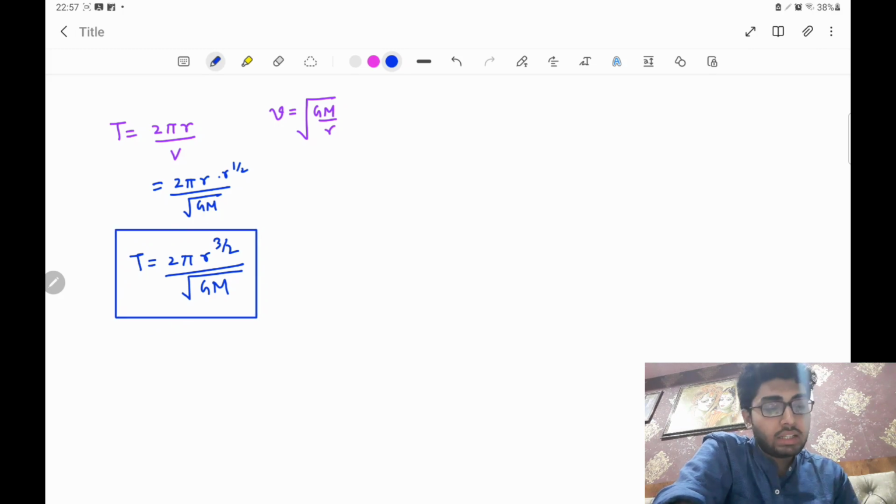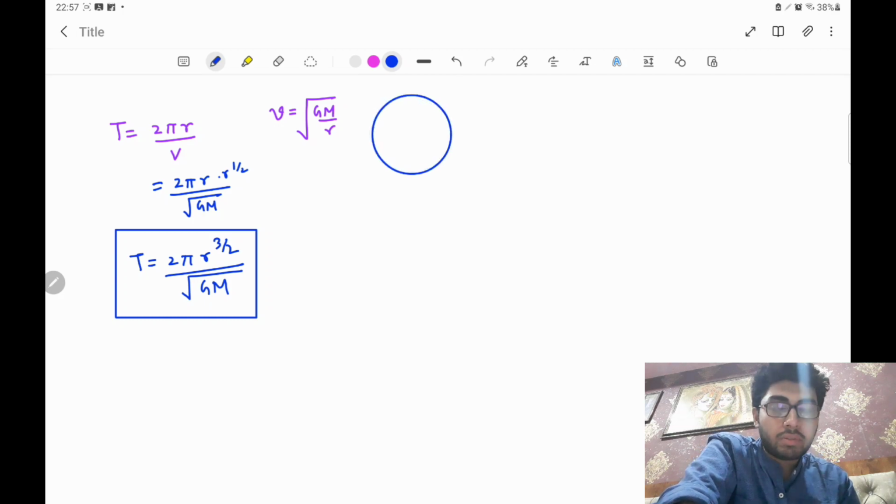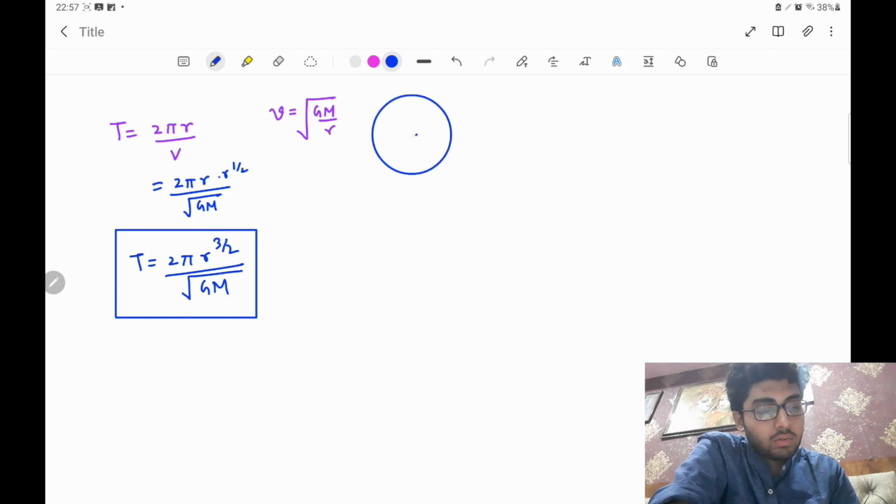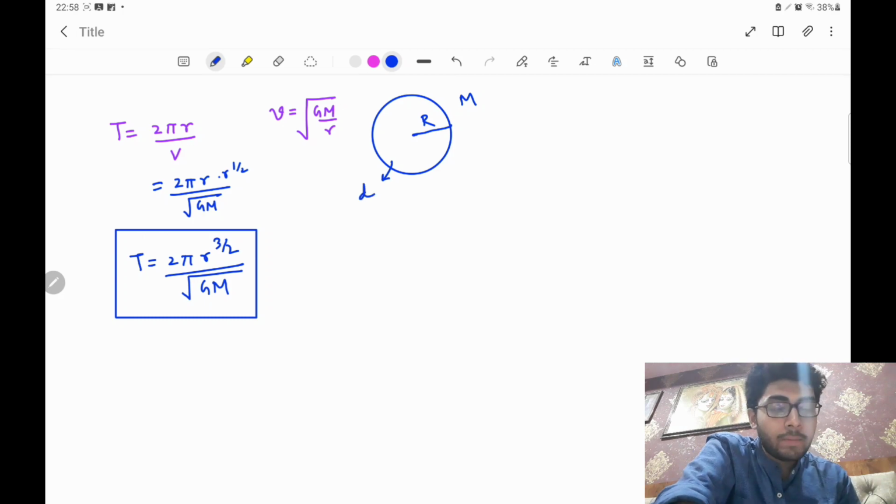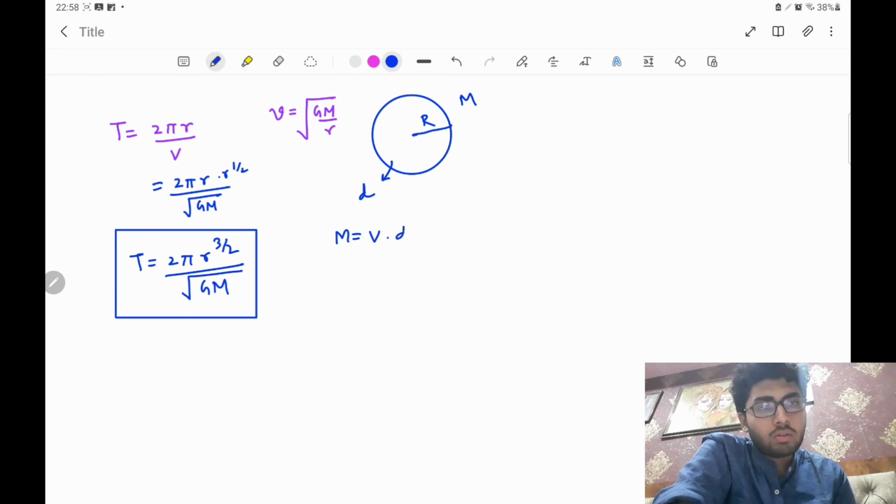Now try to understand the mass of any body. It may be earth, it may be sun. If the radius is r and the mass is M, then it can be represented in a way. Suppose the density of that earth is d, so the mass can be written as volume into density. The volume is 4 by 3 pi r cube, into density. Now just put the value here.